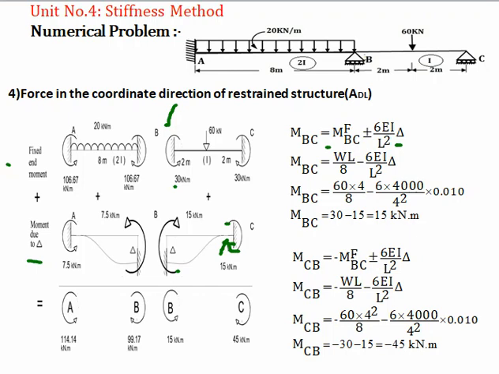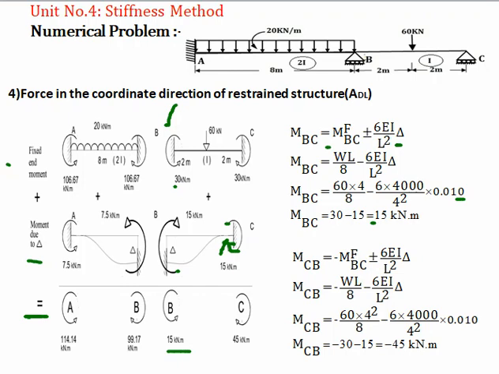Now put the value. W is 60 into span is 4 divided by 8 minus 6 into 4,000 divided by 4 square into 0.010 in meter delta. After solving, MBC is equal to 15 kilonewton meter. Now this is a positive, so net moment due to the fixed end moment and moment due to the delta is 15 kilonewton meter. So this indicates the net moment of our addition of these two.